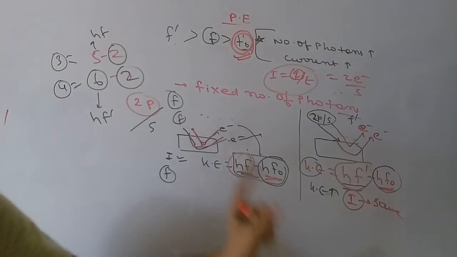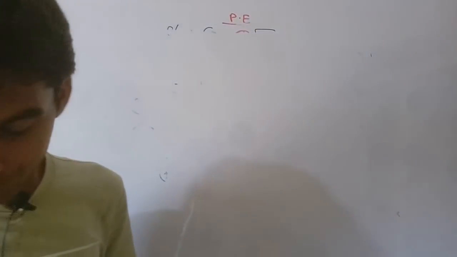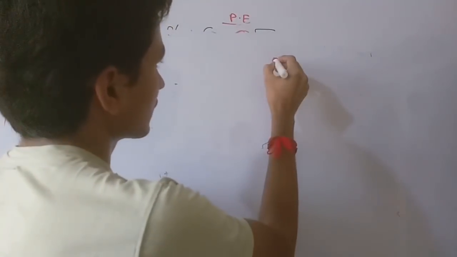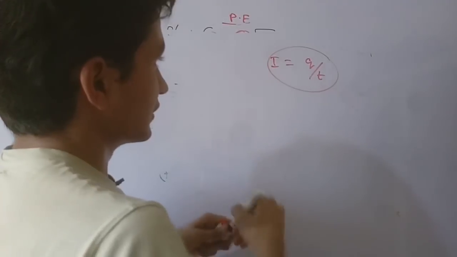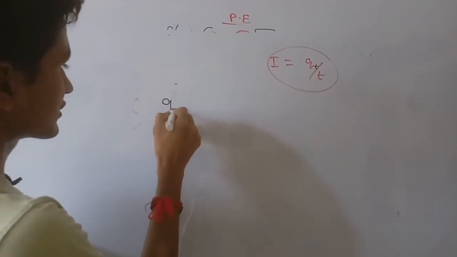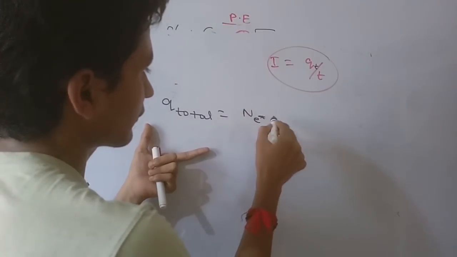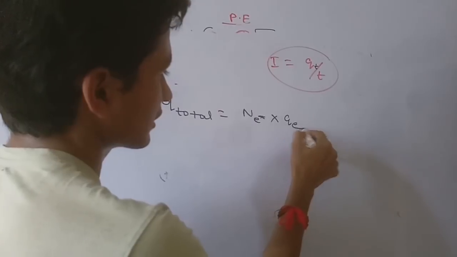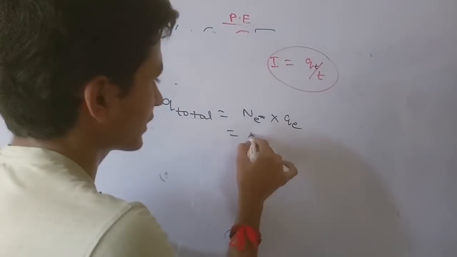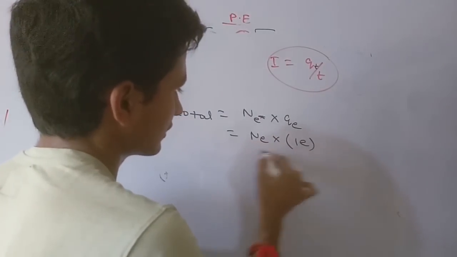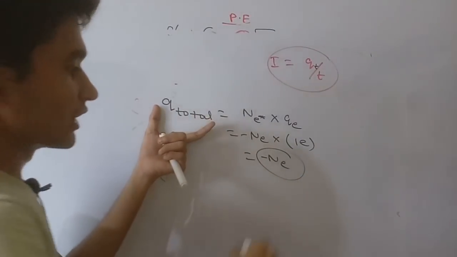I am again repeating this. This is the must which you have to understand in this video. What you know: current is charge upon time. This is the total charge, and how do we calculate the total charge? Q total is calculated by the number of electrons times the charge of electron. If I assume the charge of an electron is one unit, then Q total is minus N times e.